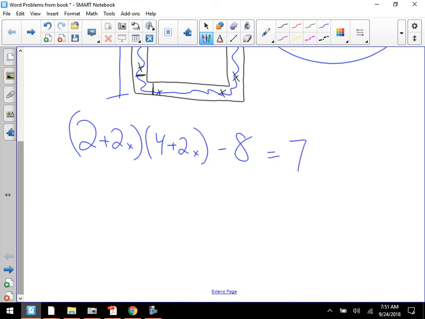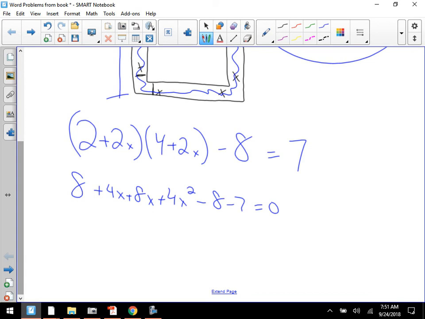Okay, FOIL out. If I FOIL this out, we get 8, 4x, 8x, plus 4x squared minus 8 minus 7 equals 0. The reason I brought that 7 over is because when we set up the factor, we always have to have a side equal to 0 in order to solve for our zeros.